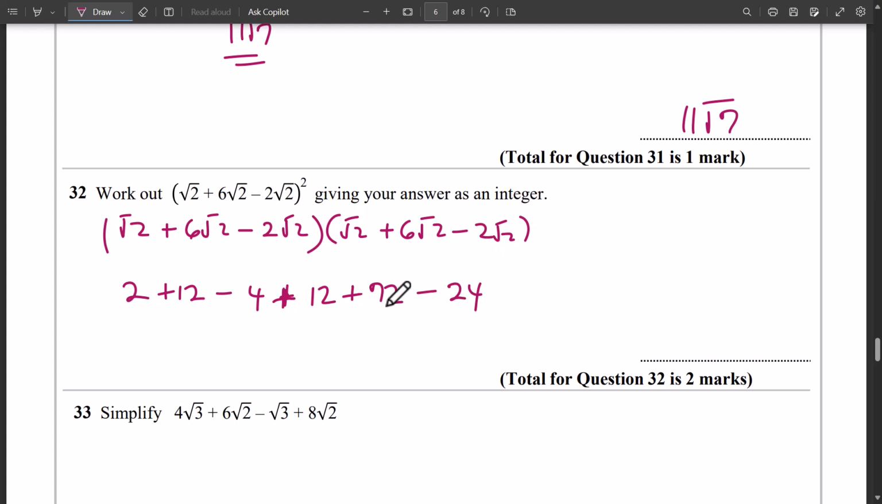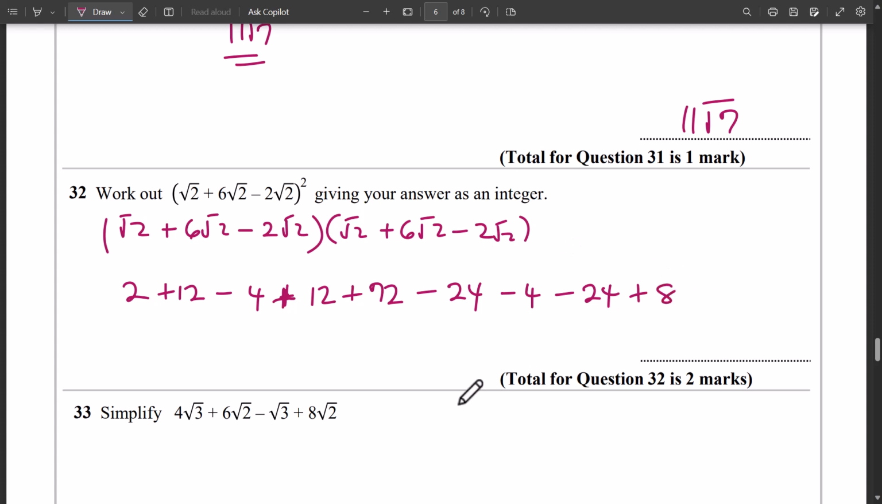And lastly, you're going to take this one here and multiply it by all the terms in the second bracket. Minus 2 root 2 times root 2 is going to be minus 4. Next, minus 2 root 2 times plus 6 root 2: 12 times 2 is minus 24. And lastly, minus 2 root 2 times minus 2 root 2 is going to be plus: 2 times 2 is 4, and 4 times 2 is 8.